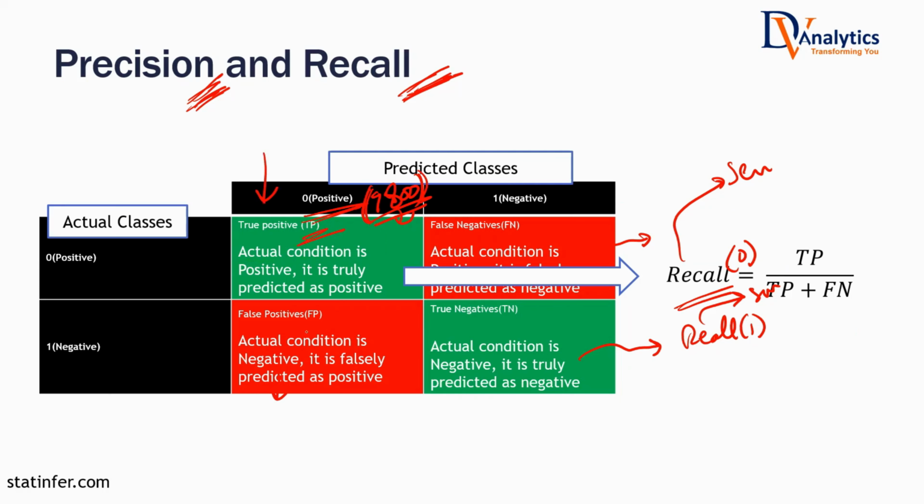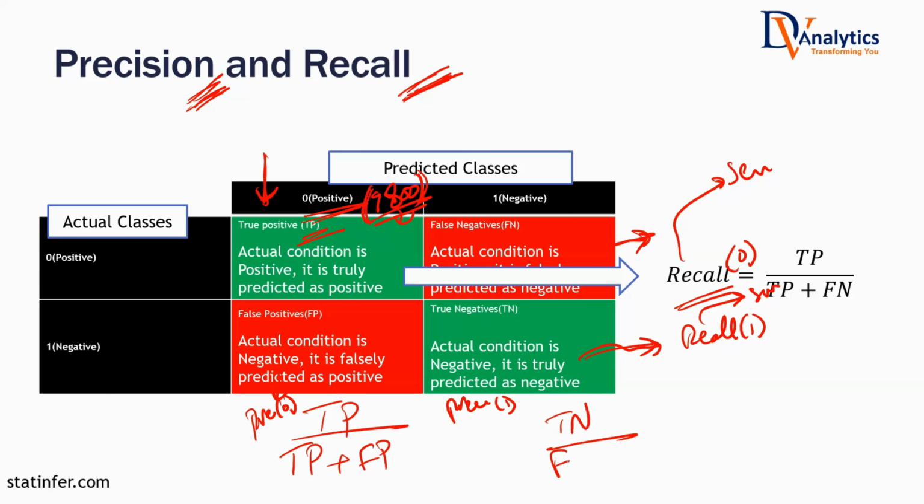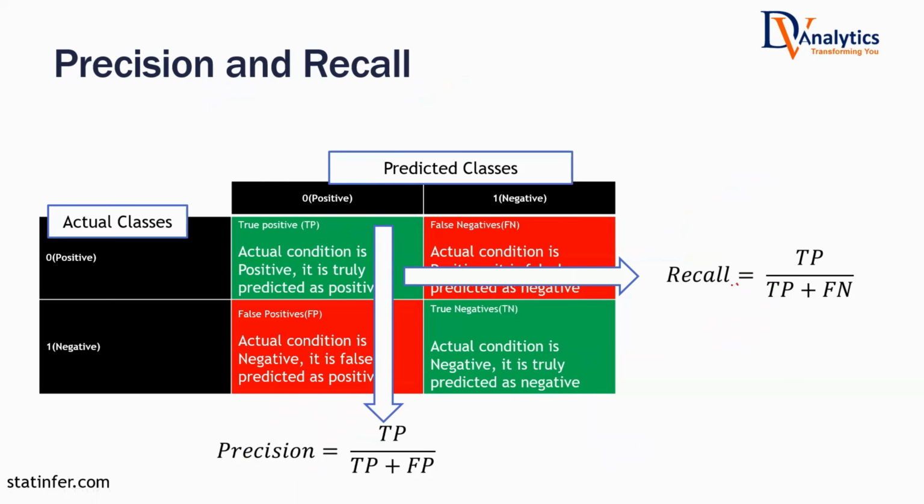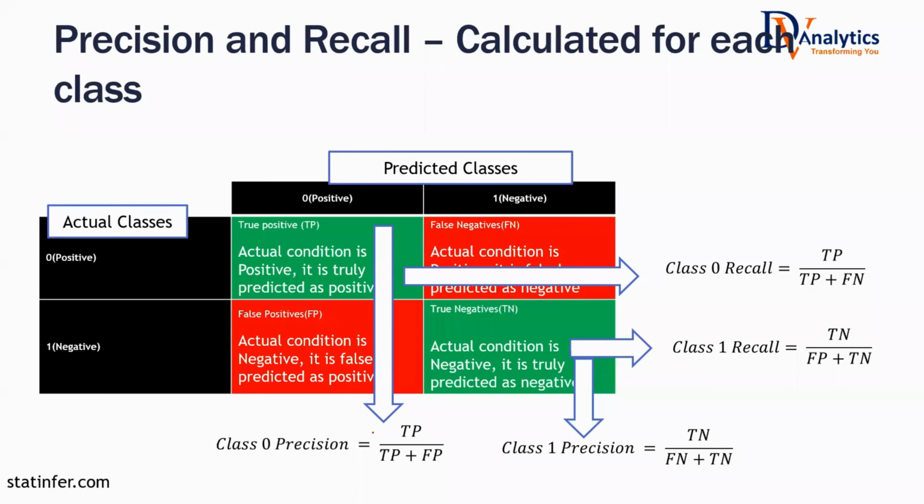If you look at it from the column point of view, it is true positive divided by true positive plus false positive. Basically, earlier you were looking at accuracy from the row point of view. Now you look at it from the column point of view. This is precision of class 0. What is precision of class 1? True negative divided by false negative plus true negative. You're looking at it from the column point of view. So this is recall of class 0, recall of class 1, precision of class 0, precision of class 1.